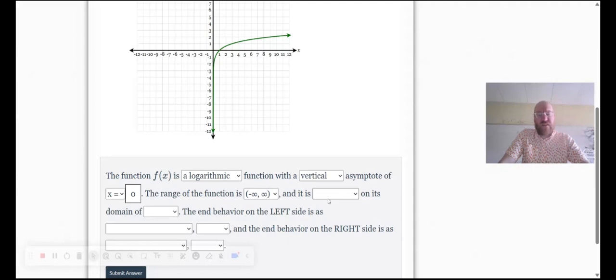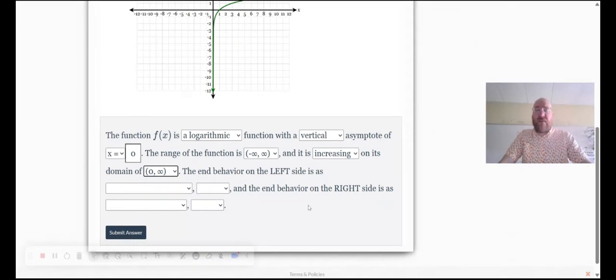Is it increasing or decreasing? Well, it's increasing because when we read a graph left to right, it's going uphill. What's the domain? Domain is the x value. What's the lowest x value we'll ever have here? 0. What's the highest x value we'll ever have here? Infinity. The end behavior. End behavior means what does it do at the ends, at the arrows?